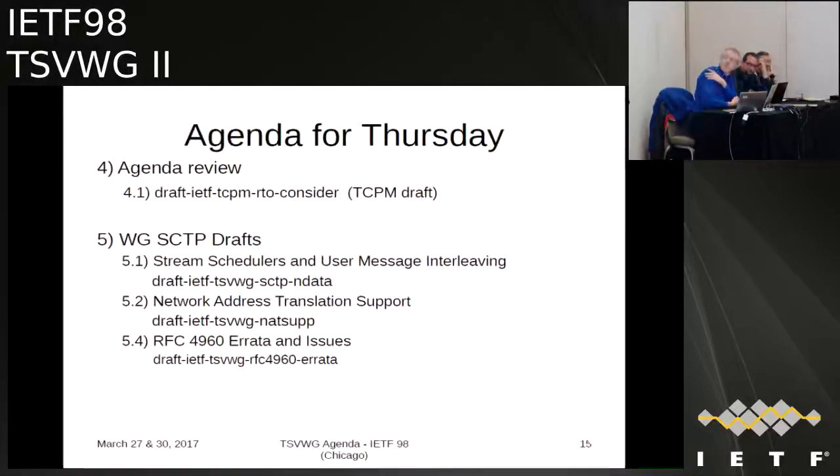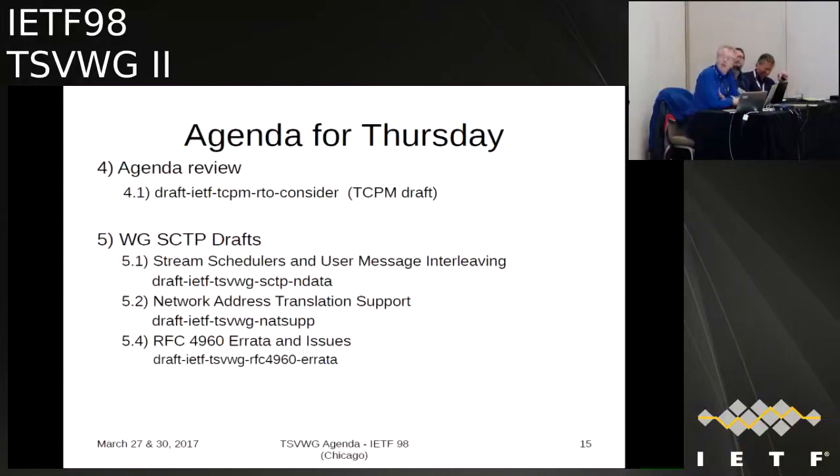Okay, next slide. This is the agenda for today. We're going to comment on the RTO considered draft in just one moment. Then there are the working group drafts on SCTP. We have 3 of those. Yeah, numbered 1, 4. I did that. Isn't that nice? Yes. Brownie point for seeing that.